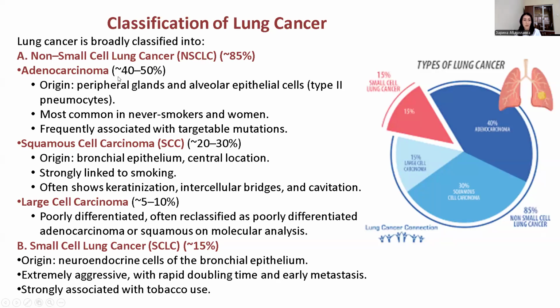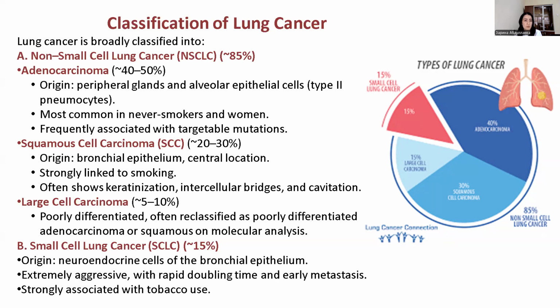Adenocarcinoma is the most common type of lung cancer, and its origin is from the peripheral glands and alveolar epithelial cells, type 2 cells. It is most common in non-smokers, which means mainly women and non-smoker men, and is frequently associated with targetable mutations.